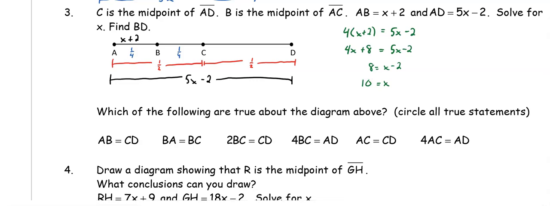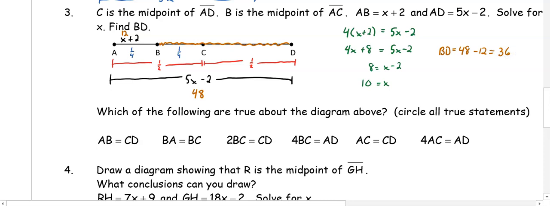Once we know x is 10, in order to find BD, we know AB and we know AD. So what we're going to do is find the whole length of both of those. 5 times 10 minus 2 is 48, and 10 plus 2 is 12. So BD is the whole rest of the line, not including that 12. So to find BD, we can do the whole segment minus the little segment. So BD is going to be 36.